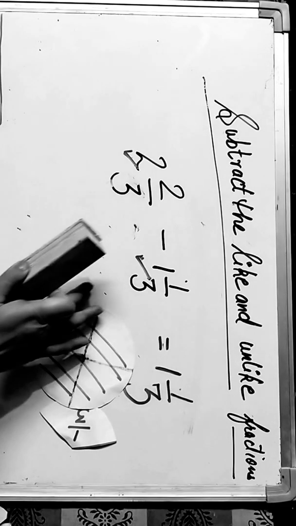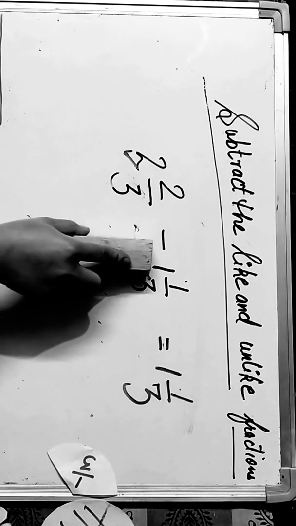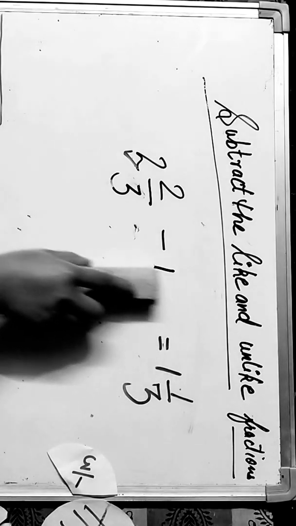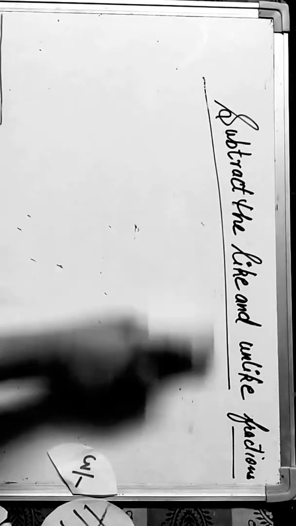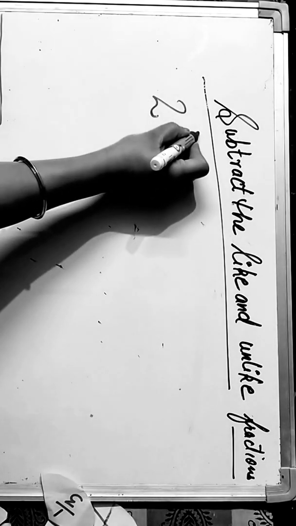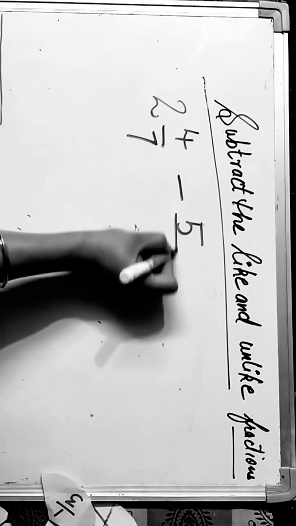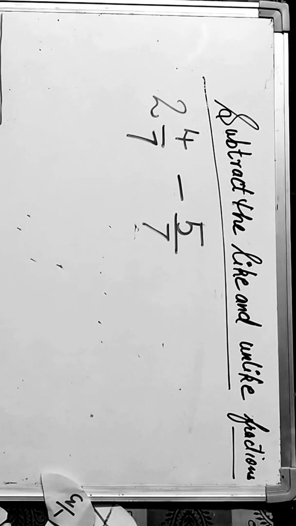Okay. Now if there is a question like, if you have 2 full and 4/7, and you are asked to take out 5/7, how will you take out this? This is a little bit tricky.